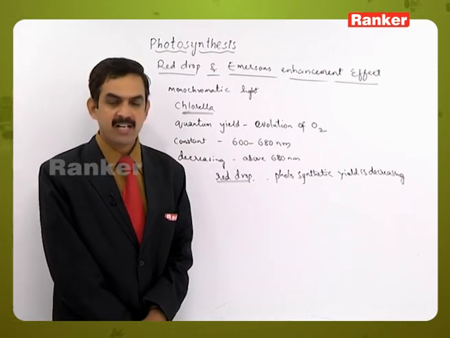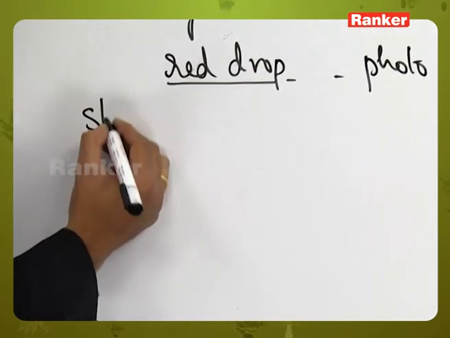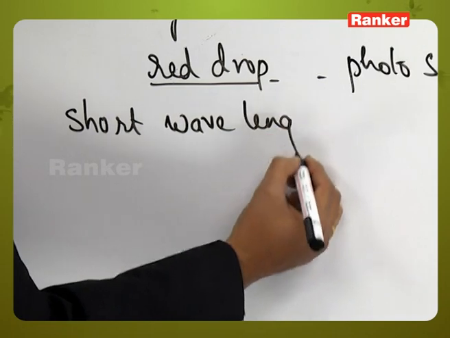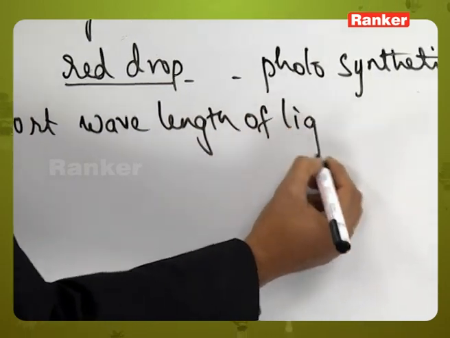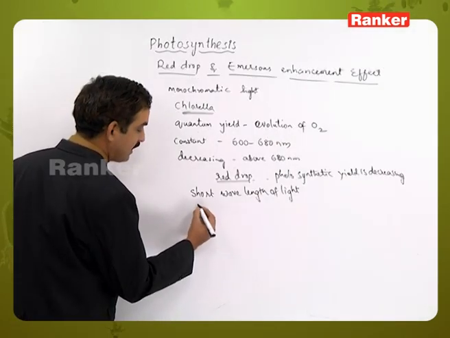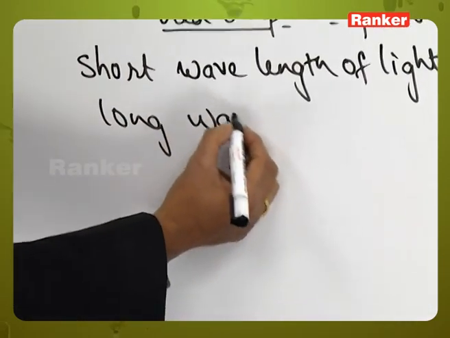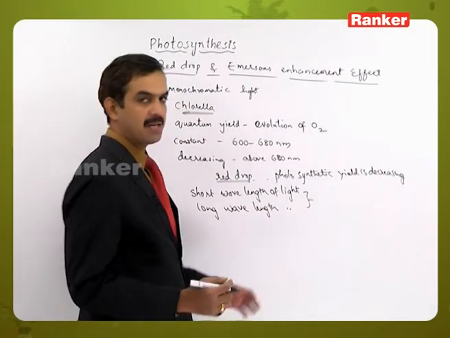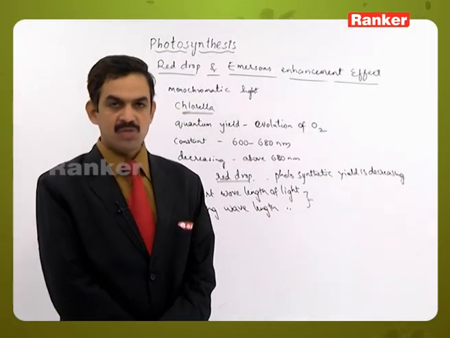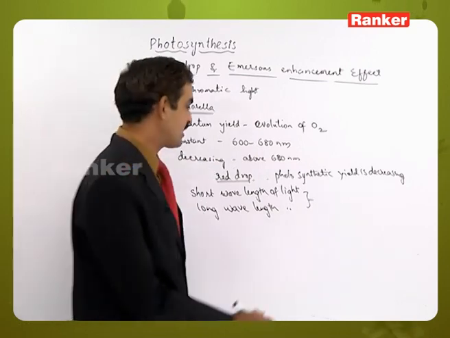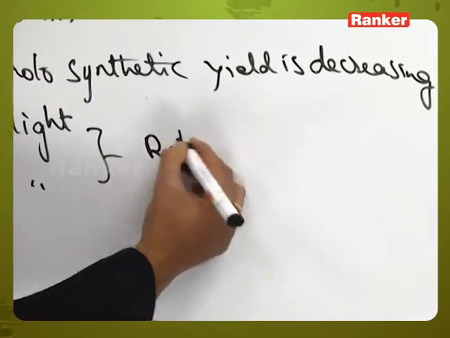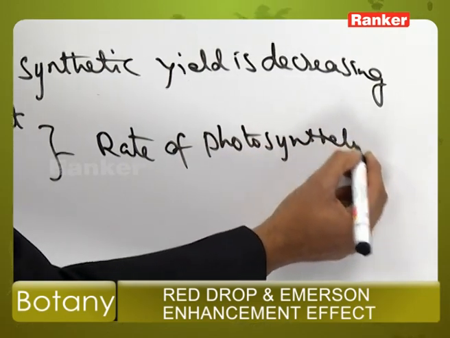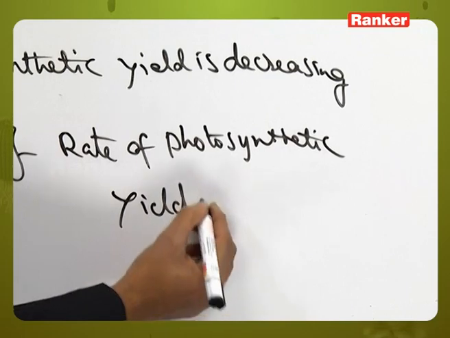where he had provided the shorter wavelength of red light and the longer wavelength of red light simultaneously. Both of them were given at a time. So he had observed a sudden increase in the rate of photosynthesis, or the photosynthetic yield was increased.